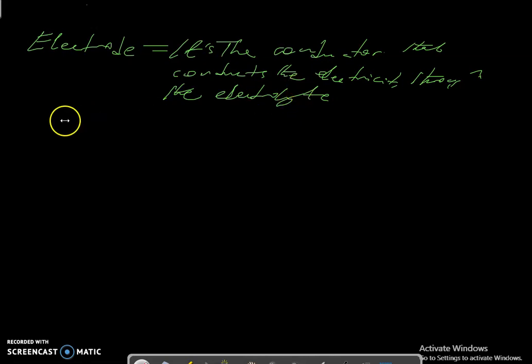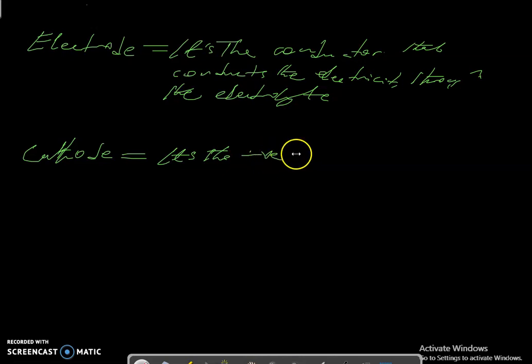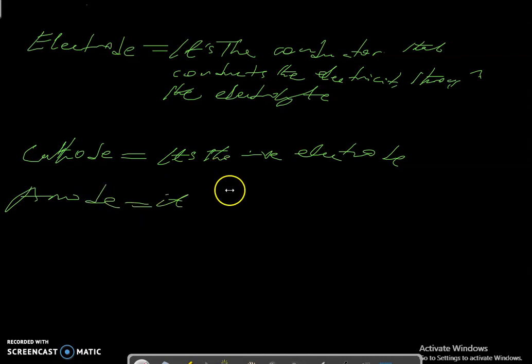Okay, now with that we come to cathode, which is the negative electrode. The cathode is the negative electrode and the anode is the positive electrode.